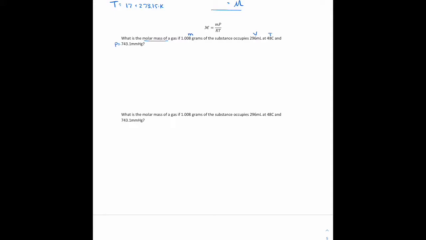So P equals 743.1 millimeters of mercury, little note to myself, that's not in the right units. So millimeters of mercury into atms. And then my mass, and you could have done mass first, it's fine. 1.008 grams. This is fine to be in grams. My volume is at 296 milliliters. Now, this volume has got to be in liters.